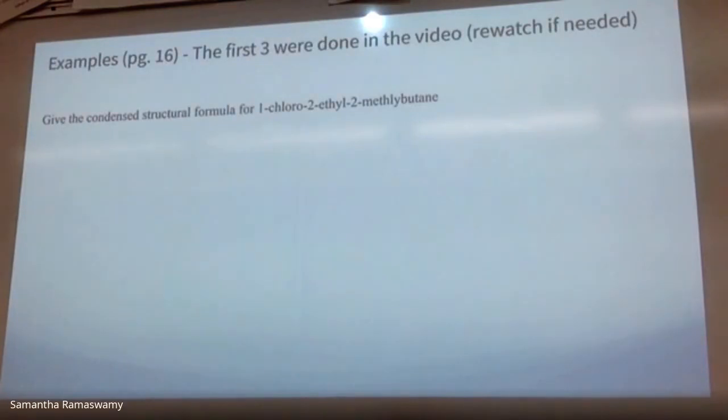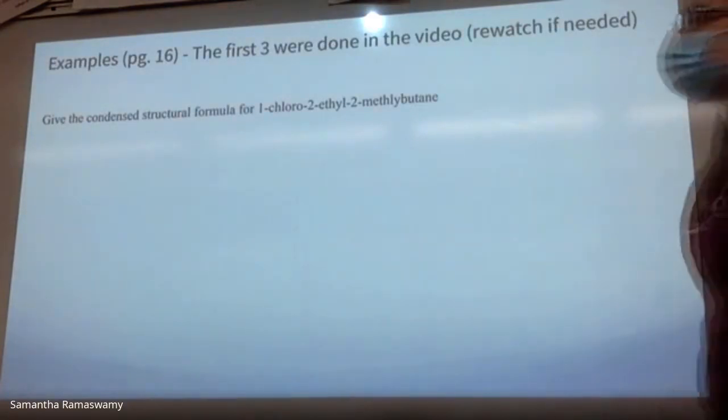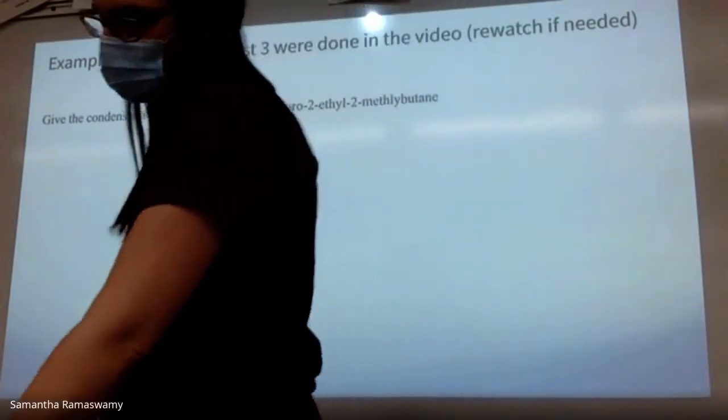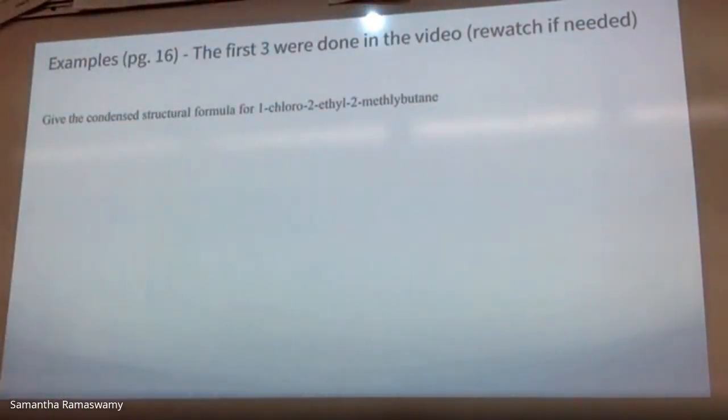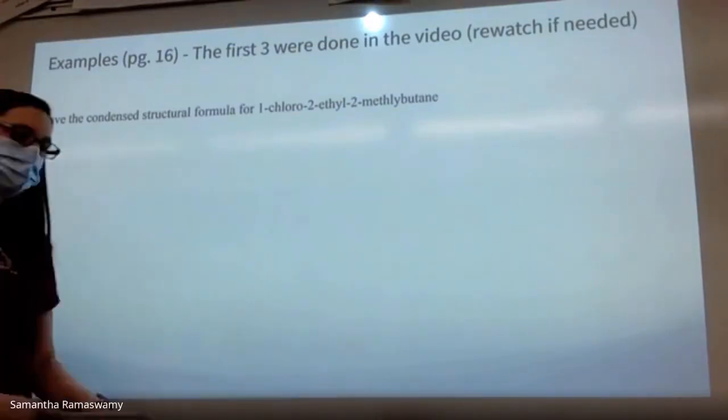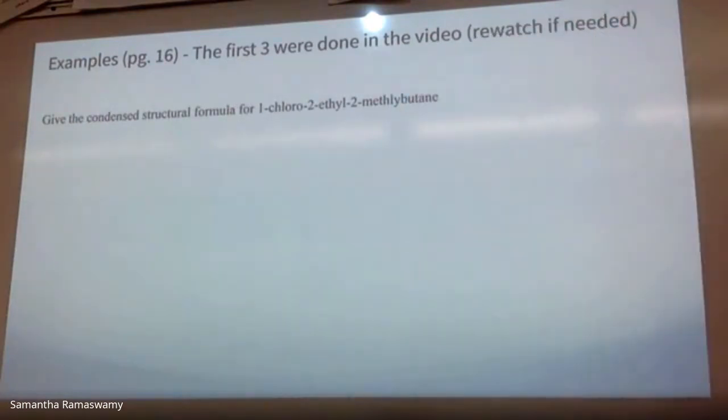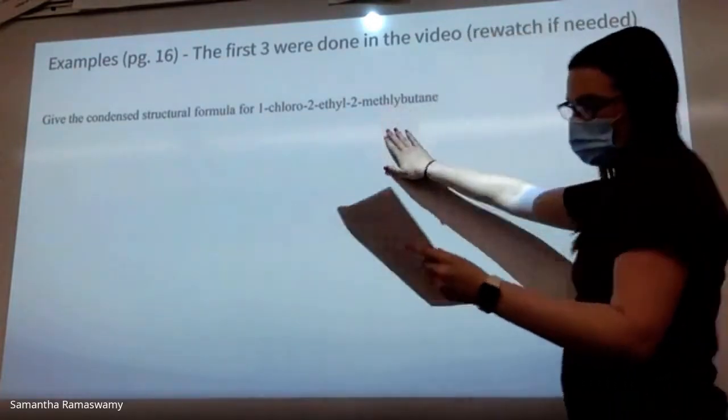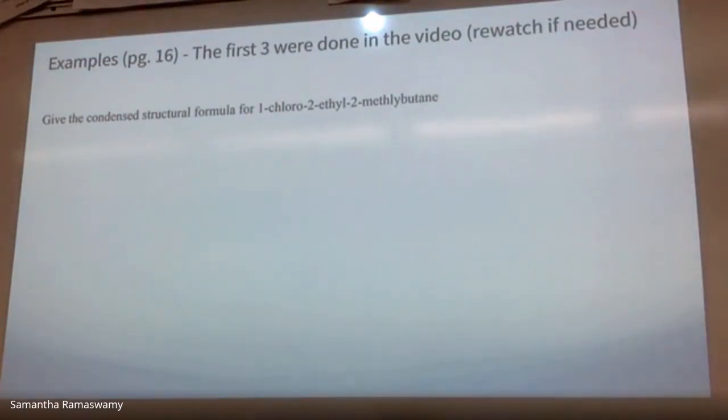Now, the best way to really get good at this is by practicing. So these are on page 16. The examples, we're going to go through 16, 17, and 18. I did the first 3 in the video. If you need to go back and rewatch those, you can. And once we go through these, you want to try them. We're going to start with the fourth one. So the fourth example on page 16 says, give the condensed structural formula for 1-chloro, 2-ethyl, 2-methyl butane.